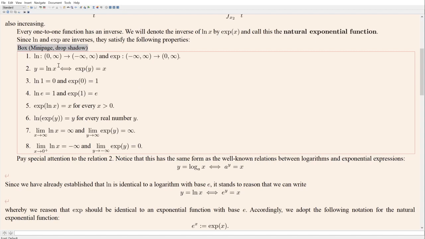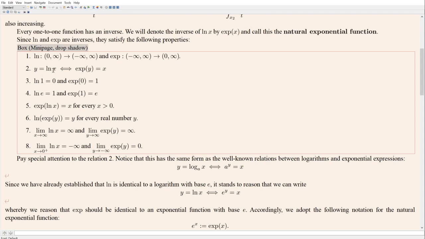So for example, the natural log had as its domain all of the positive numbers, and as its range all of the real numbers. Again, this is clear from looking at the graph. Well, for the inverse function, the domain and range are reversed. So that means for the natural exponential, the domain is all real numbers, and the range is all positive numbers. So the output of a natural exponential has to be positive.